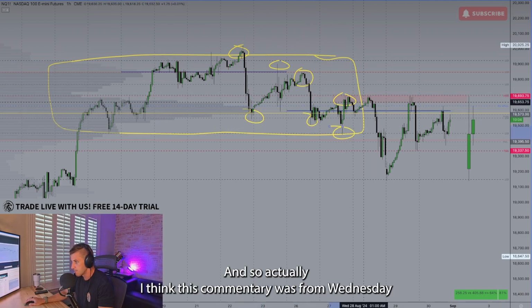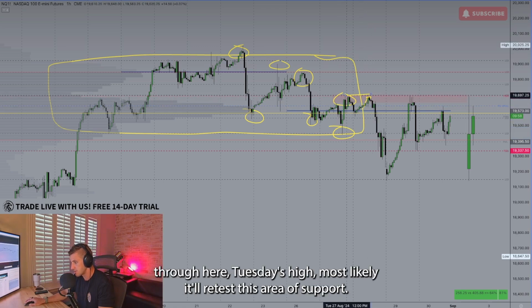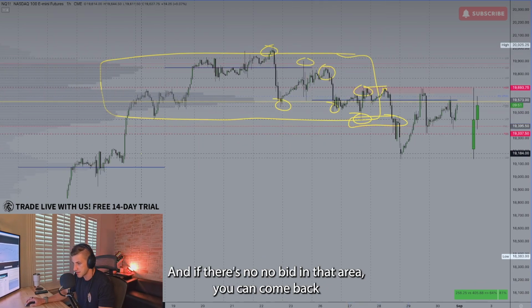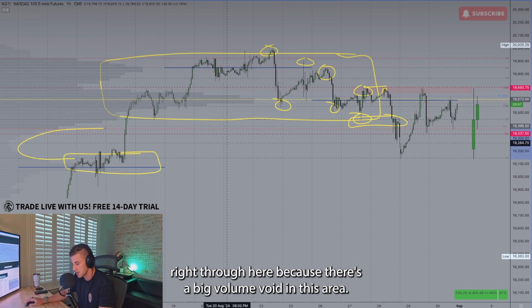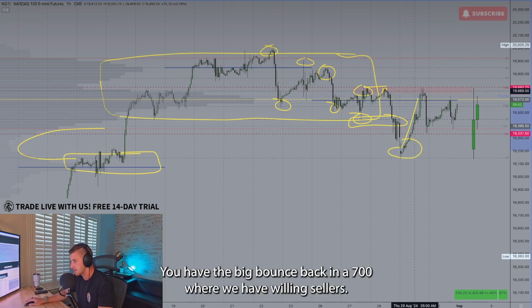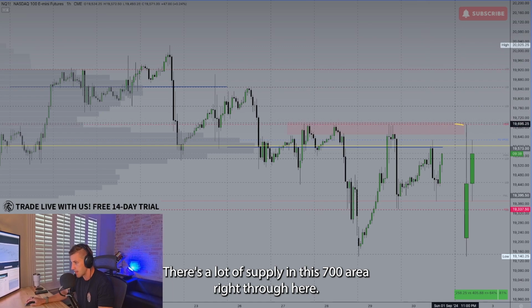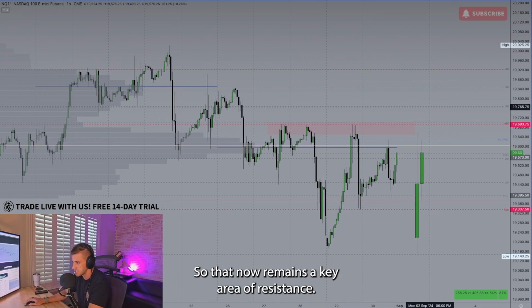And so actually, I think this commentary was from Wednesday, because what I was talking about is if price can't break this high right through here, Tuesday's high, most likely it'll retest this area of support. And if there's no bid in that area, you can come back and kind of retest this structure right through here, because there's a big volume void in this area. And that's exactly what happened. From there, you have the big bounce back into 700, where we have willing sellers, right? There's a lot of supply in this 700 area right through here. So that remains a key area of resistance.